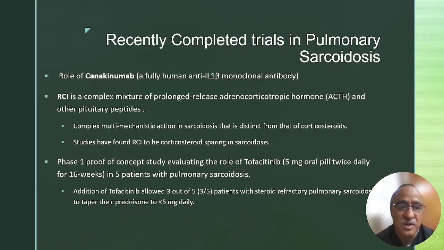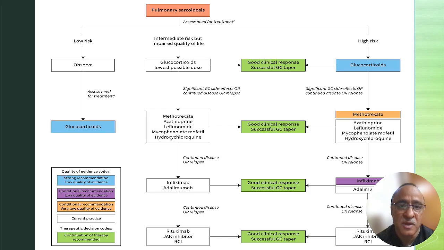Other successfully completed trials have included those targeting the anti-IL-1 monoclonal, anti-IL-1, and another is repository corticotropin, with the prolonged release adrenocorticotropic hormone ACTH and other peptides, which has a complex multi-mechanistic action in sarcoidosis that is distinct from routine steroids, and studies have found that RCI can help steroid sparing. A phase 1 proof of concept study evaluating the role of tofacitinib has been tried, and it was a small study and did help patients with steroid refractory pulmonary sarcoidosis to taper their steroids to 5 milligrams.